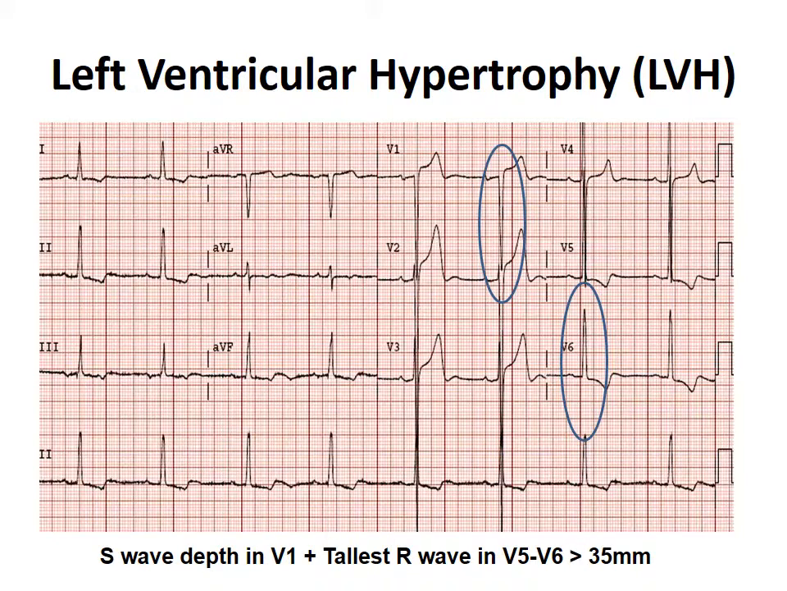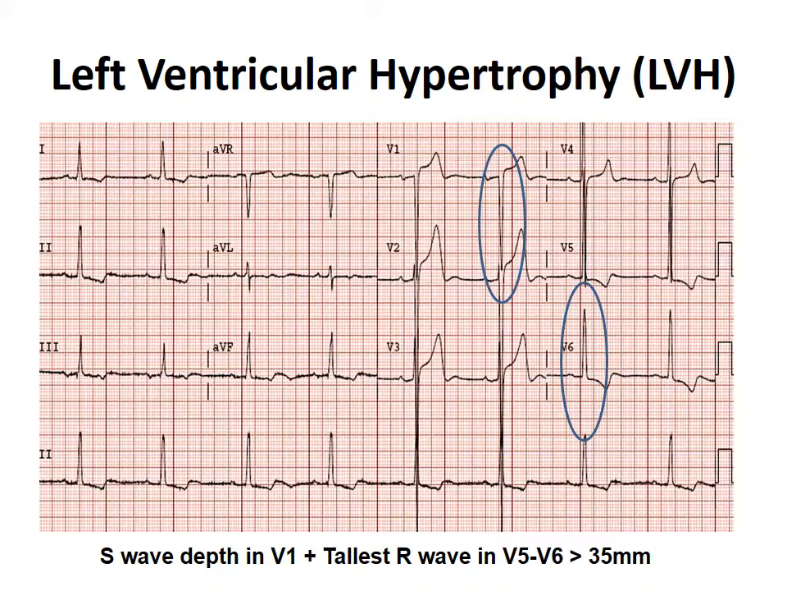All right, left ventricular hypertrophy, or LVH. These are really big, deep QRS complexes in your precordial leads, so V1 through V6. Specifically, if you were to take the S wave depth in V1 and the tallest R wave out of V5 or V6 and add them together, and it's more than 35 millimeters, then you've got left ventricular hypertrophy.